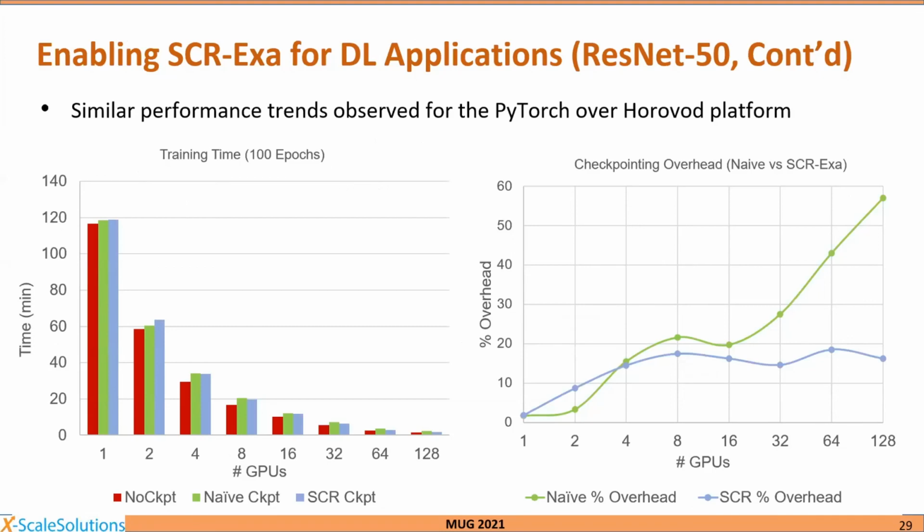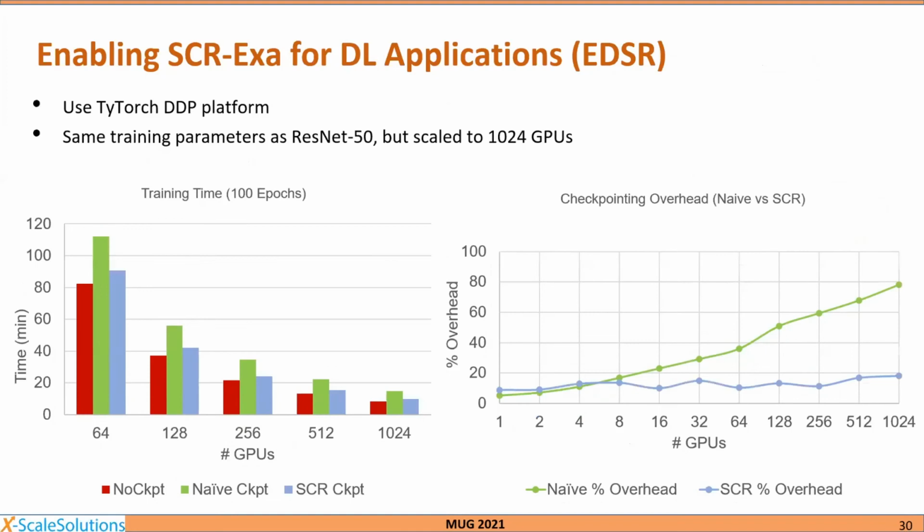Now, on the other platform we support, which is PyTorch over Highlevel, as you can see, there is a similar trend. Here the overhead is slightly higher for SCR Xscale, but it's less than 20%. Again, remember, we can reduce the overhead by taking less frequent save points.